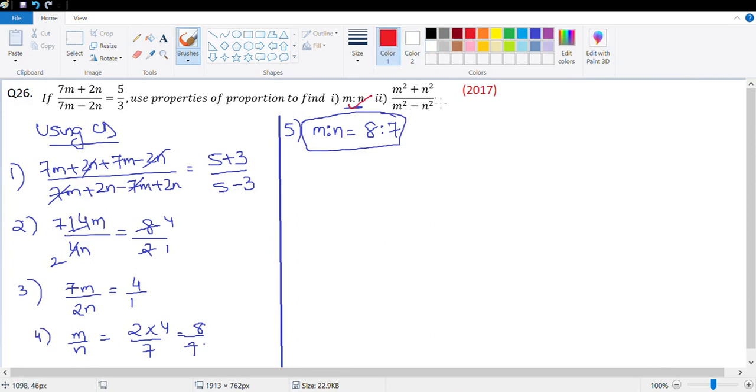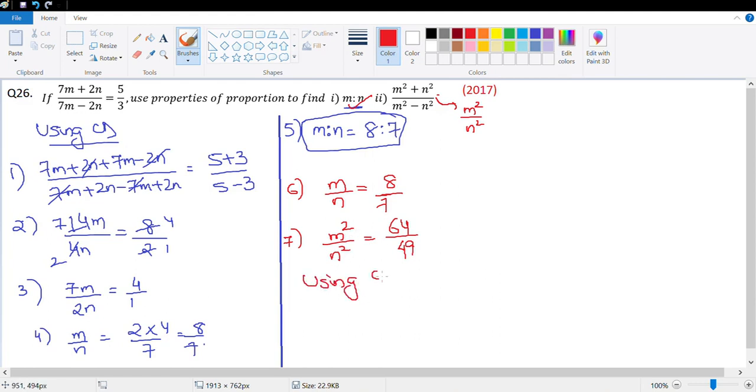Again, now I notice if I had the value of m square upon n square, I should be able to get what is required by applying componendo and dividendo, which means let's figure out the value of m square upon n square. So m upon n is equal to 8 upon 7, which means squaring both sides, we get m square upon n square, 8 square, that's 64, 7 square, that's 49. Let's go ahead and apply componendo and dividendo.